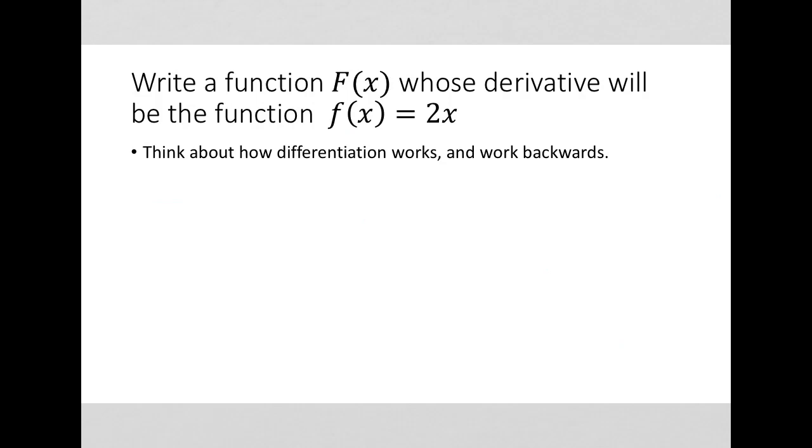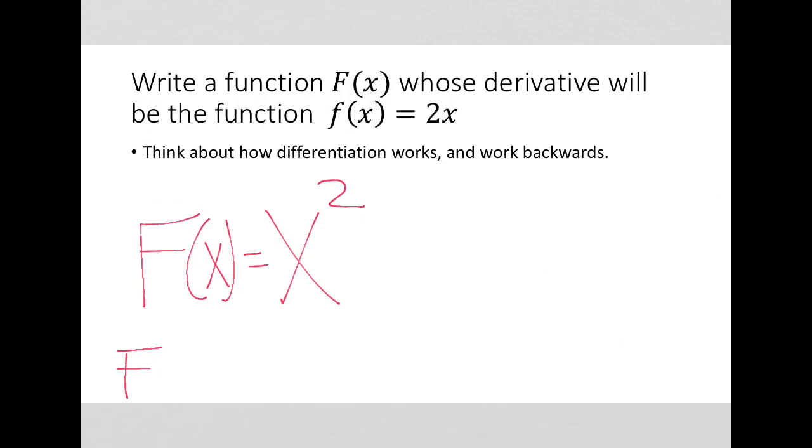Write a function big F of x whose derivative will be the function little f of x equals 2x. So we kind of need to think backwards. Using the power rule, how are we going to get a 2x? Well, that one should be fairly common to us. Big F here should probably be something like x squared, because if I then take the derivative of that to get little f, derivative of x squared is 2x, and so we're good.